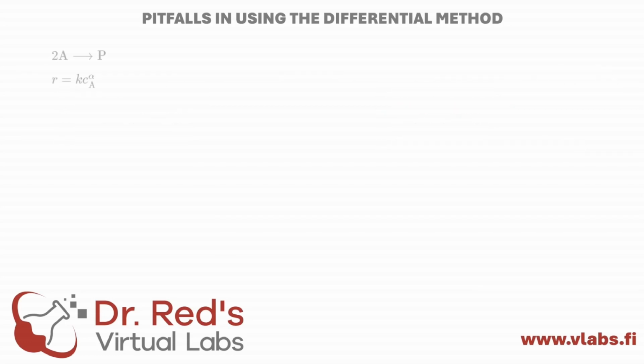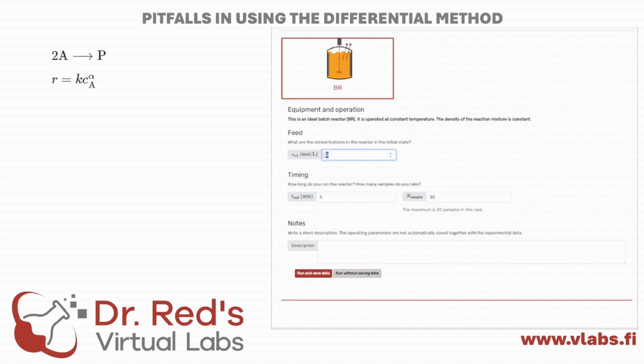As always, we begin by writing down the rate equation, also known as the rate law. Since we're unsure of the reaction order, alpha, and the rate constant, k, these parameters must be estimated from experimental data. Next, we turn to our virtual lab to set up an isothermal batch reactor and conduct a quick experiment.